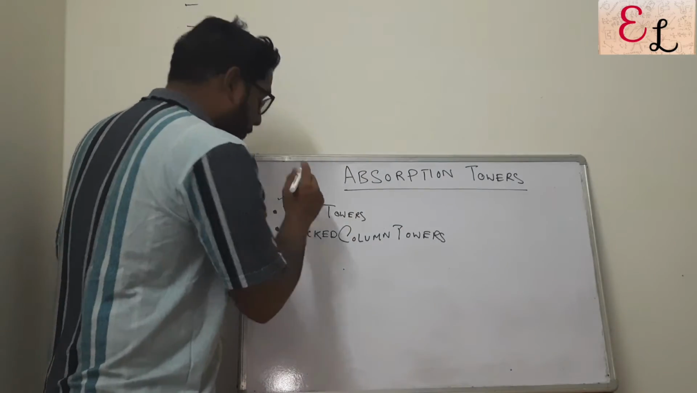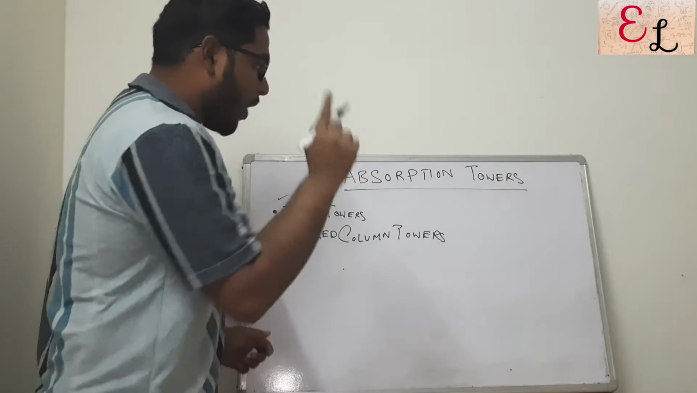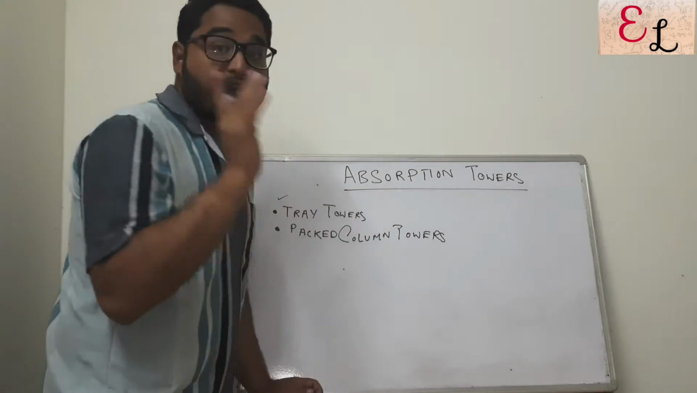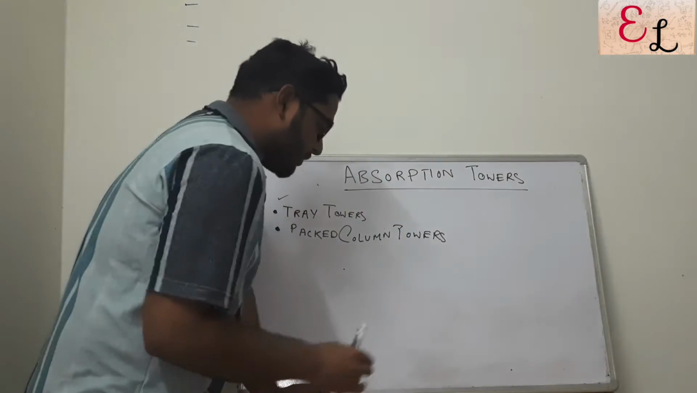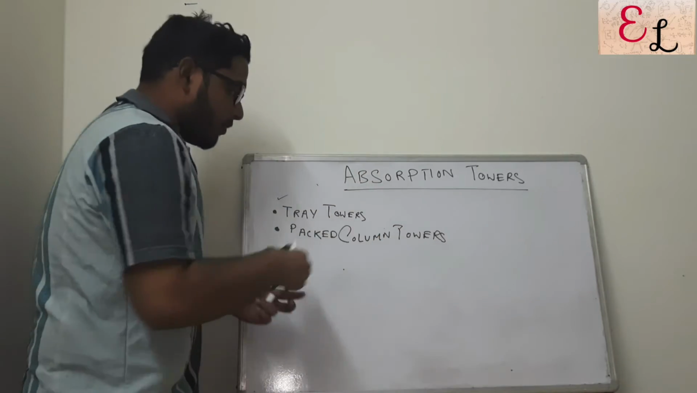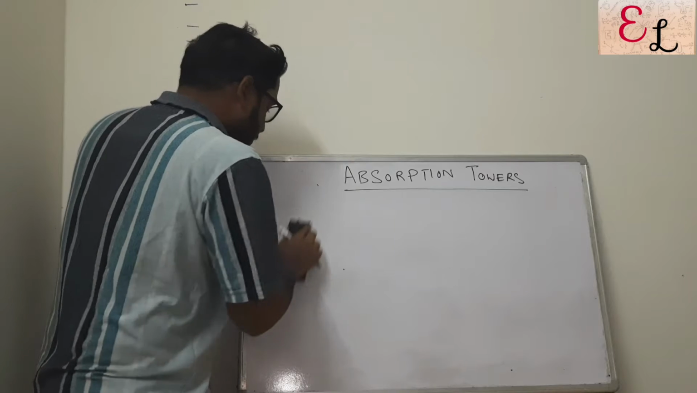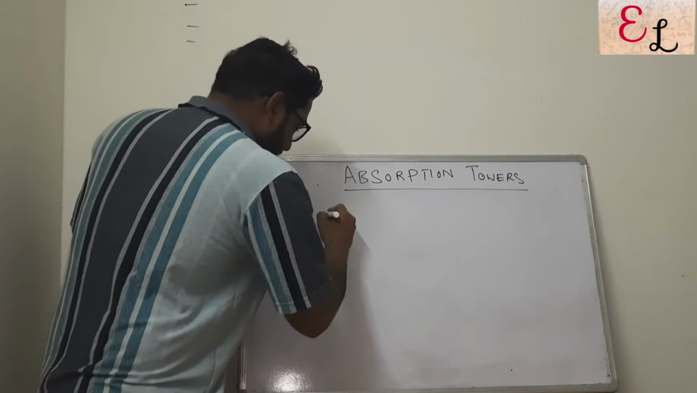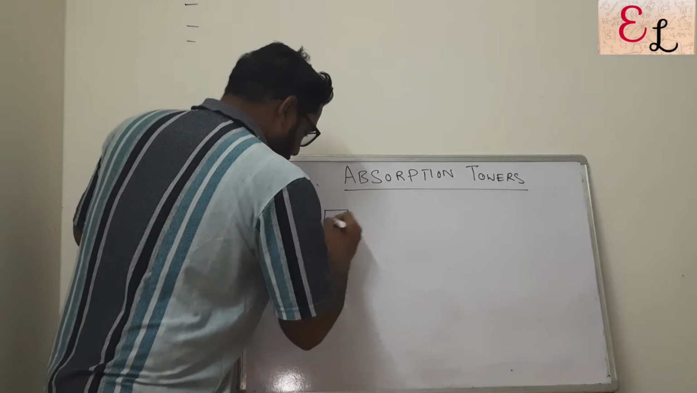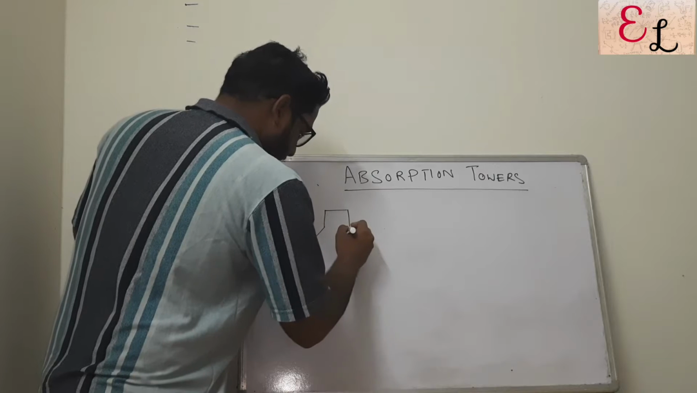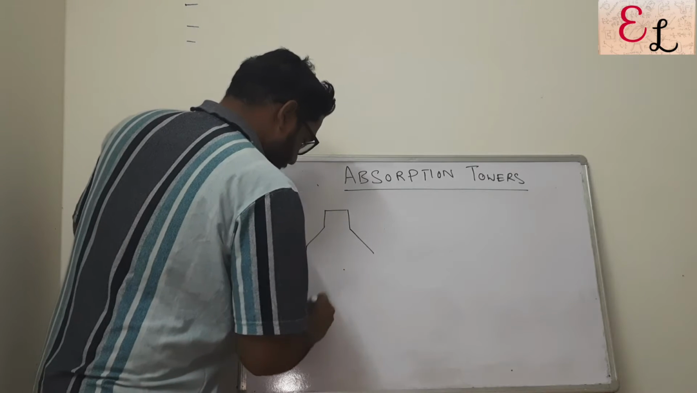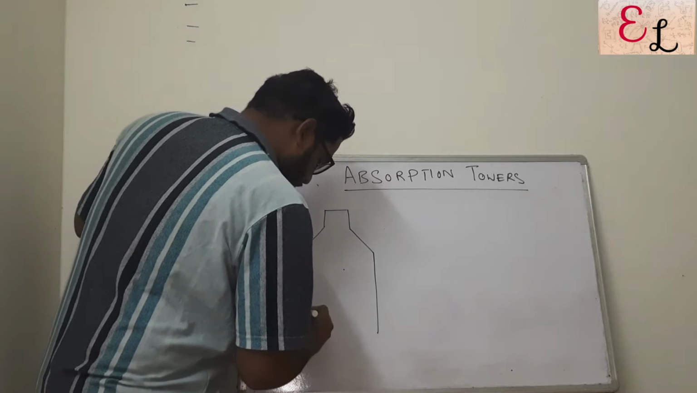The first type of absorption tower is a tray tower. The second type is packed column towers. Now how does this absorption column or absorption tower look? Let me discuss. So I'm going to go straight to the structure of absorption towers. The absorption tower looks something like this. A jar-like structure.